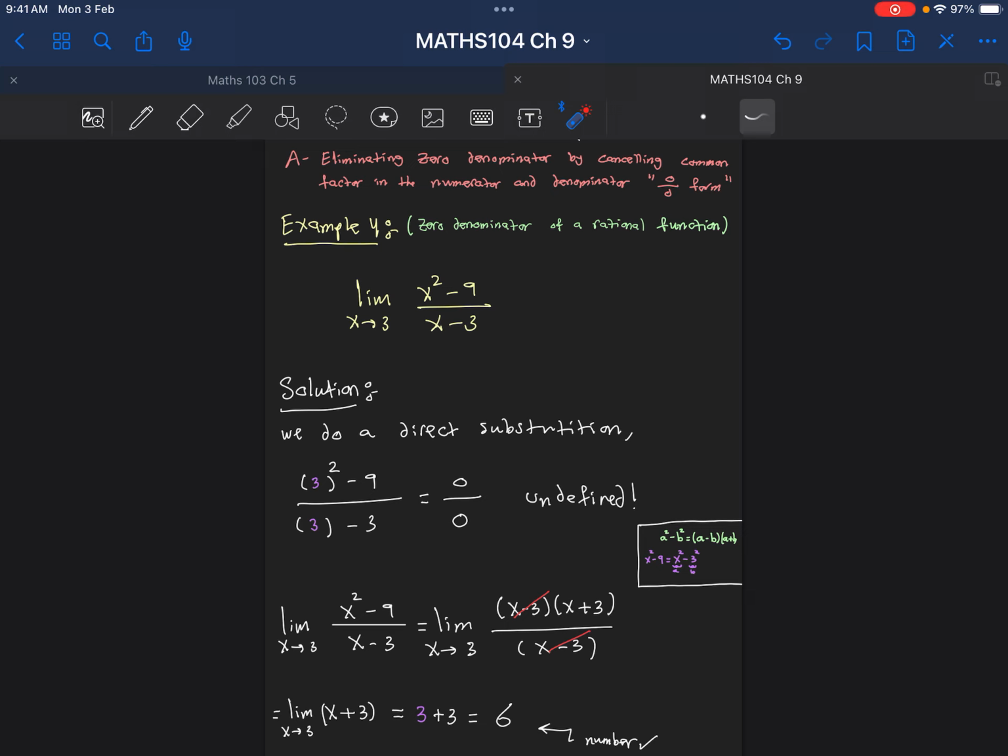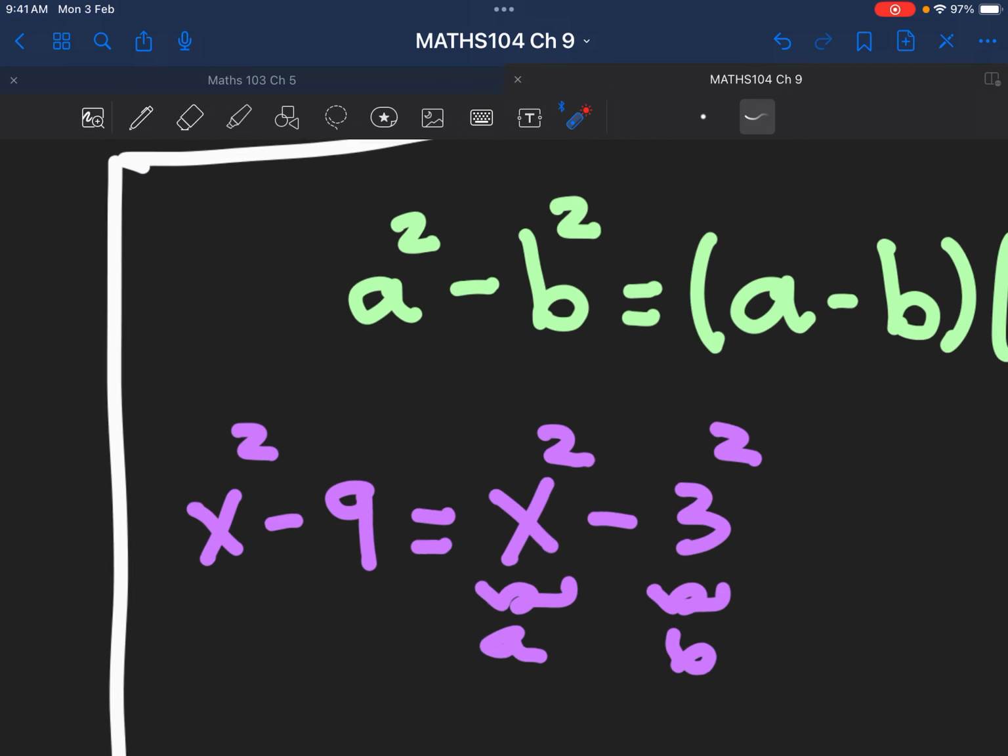So the first thing that we notice here is if we do direct substitution, we get 0 over 0. This is just a checking step that we need to do. And what we need to do is factor the numerator, and in some cases also factor the denominator. In this case, we don't need to factor the denominator because it's only x minus 3, and that's straightforward. However, we have x squared minus 9, which we can factor by using this formula here.